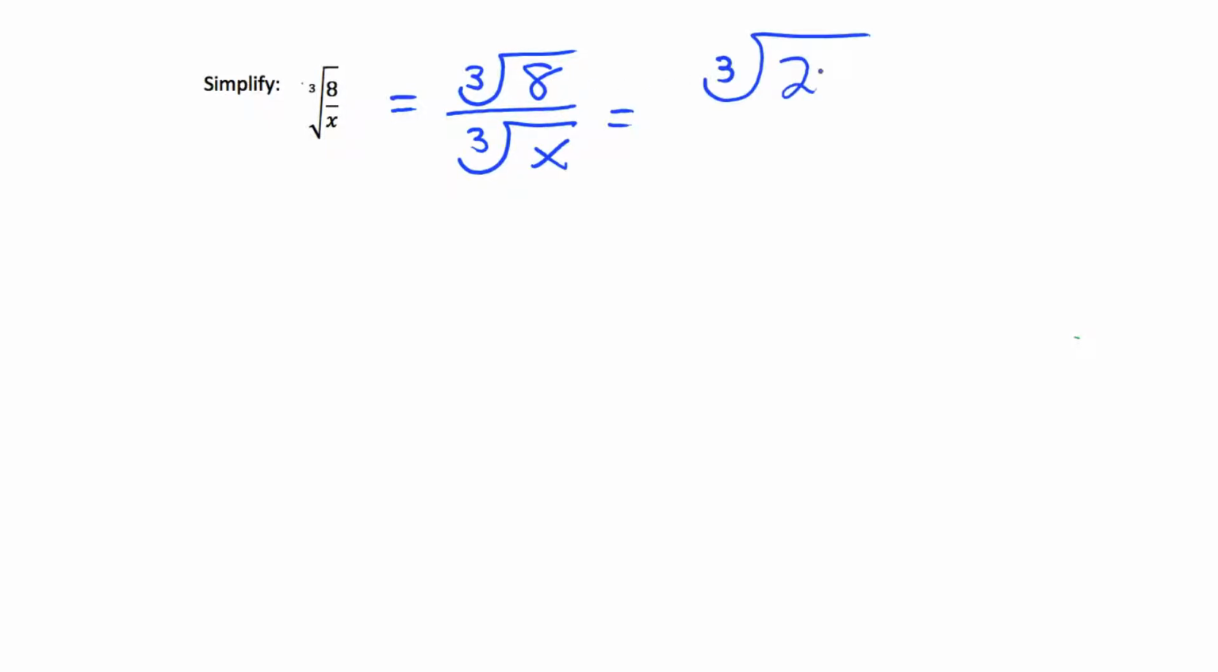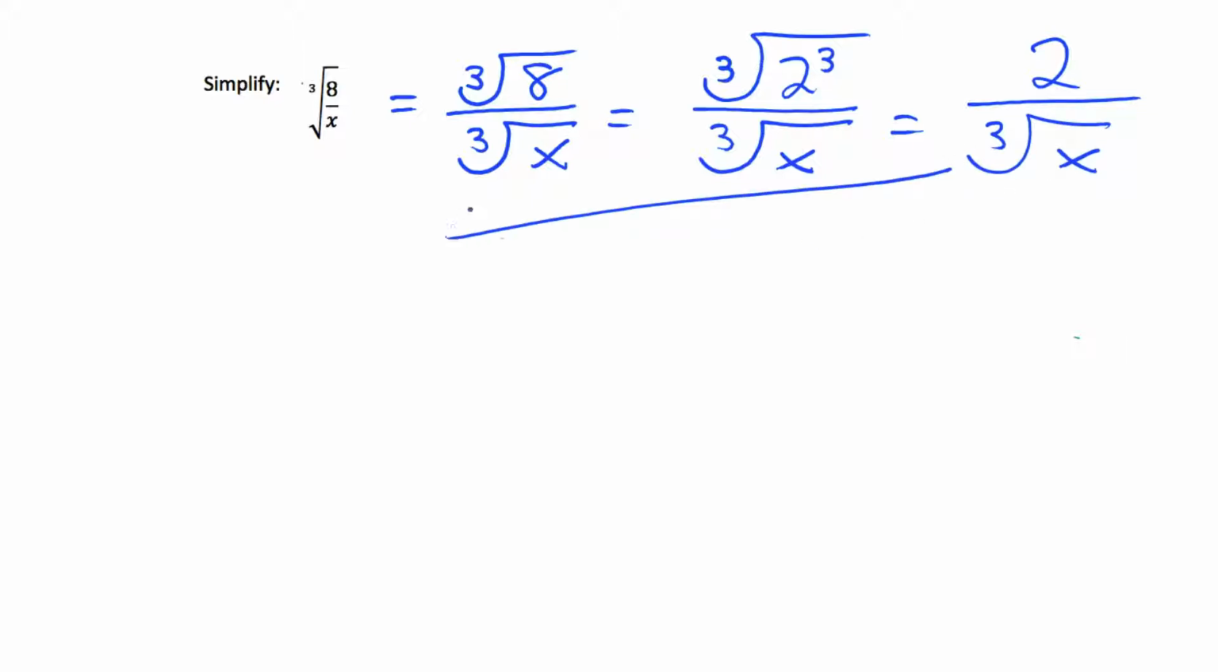How would this rationalizing of the denominator work if I was using a different index? So I have here the cube root of 8 over x, which I can break up using my division property as the cube root of 8 over the cube root of x. The cube root of 8 is a perfect cube, 2 cubed. And so that becomes 2 over the cube root of x. All right, let's just bring this down here.